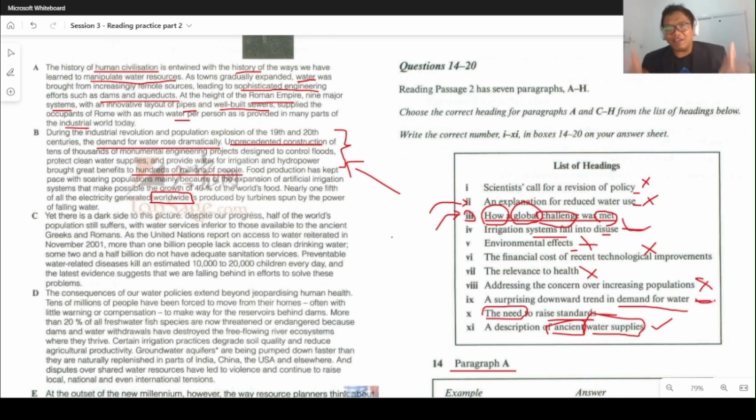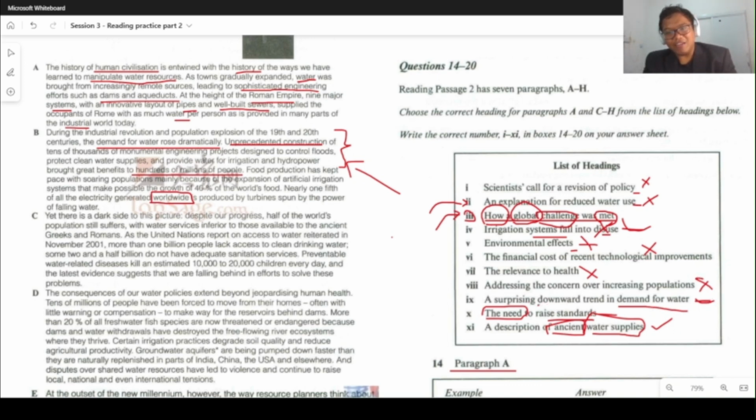So how do you refine that and pinpoint the most correct answer? Of course, you take a look at all the words available in each of those headings. So the first one, irrigation system fall into disuse. All right, there's actually no disuse. We actually missed that. So if you have successfully enhanced that ability to just be able to identify irrelevant keywords, you can pinpoint that very quickly, no problem. Okay, so that one is wrong. So now we're left with two.